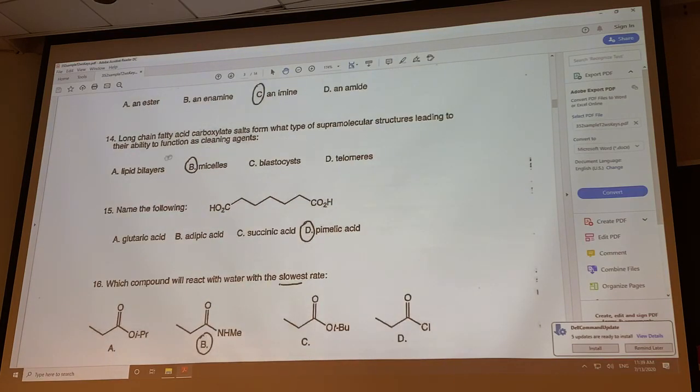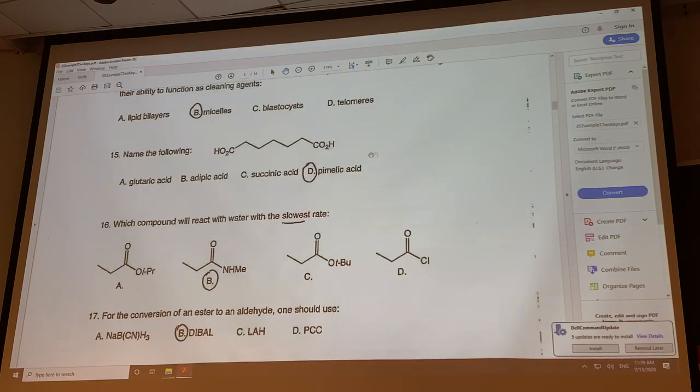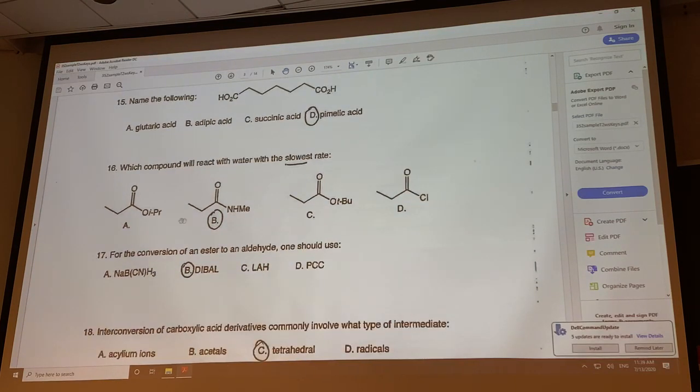Then we got micelles. That's the soap action, cleaning action, the macromolecular structures, non-covalently assembling based on the hydrophobic effect. Grease and dirt go into the interior and become solubilized into the polar carboxylate exterior there. So yeah, there's a couple spots we can ask you about applications. There's pimelic acid. We were just talking about adipic acid with nylon, right? Slowest rate with water. Well, there's a hierarchy of functional groups there, derivatives.